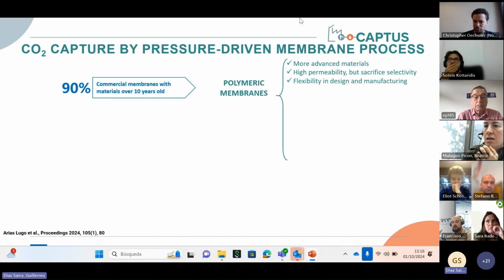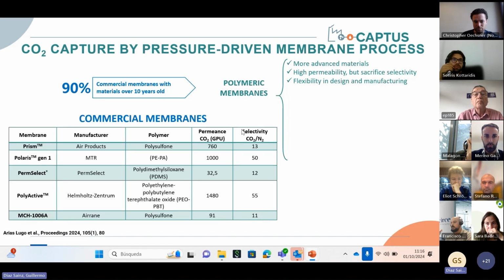In this slide, we have some of the advantages of CO2 capture by using polymeric membranes. For example, the effective separation, because they have very high selectivity for CO2. The lightweight and flexible technology, cost effectiveness in comparison with other materials, scalability. Among the different types of polymeric commercial membranes available in the market, as you can see in the table, there are some Prism membranes, the Polaris membrane, that is one of the most typical membranes for CO2 capture, PermSelect, Polyactive, Sonary membranes.